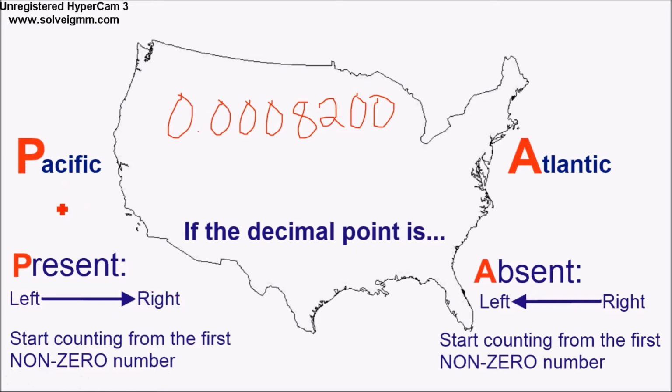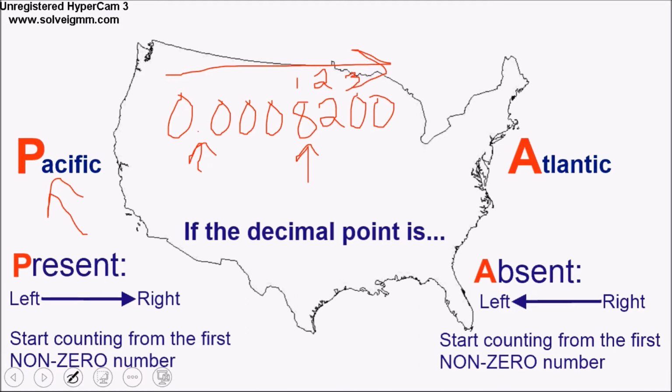Since a decimal point is present in this number, that means we're going to start from the Pacific side, meaning we're going to scan this number from the left side to the right side until we reach the first non-zero digit. And as we're going from left to right, our first non-zero digit would be this 8. So we're going to start counting our significant figures from the 8 on to the right of it. So the 8 would be the first significant digit. The 2 would be the second. The next 0 would be the third. The next 0 would be the fourth significant digit.